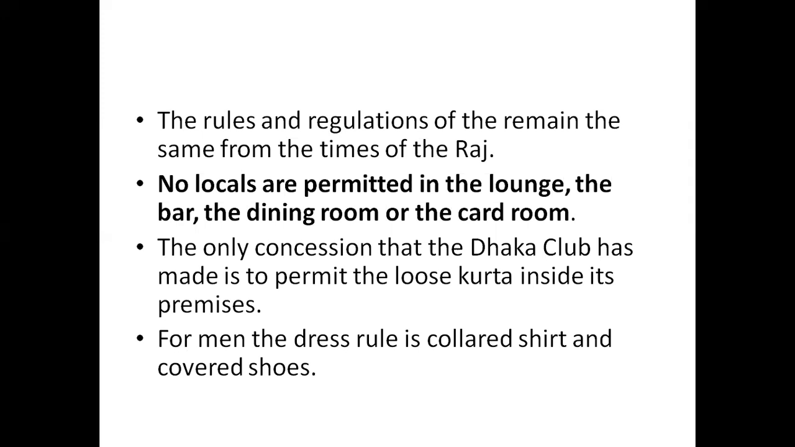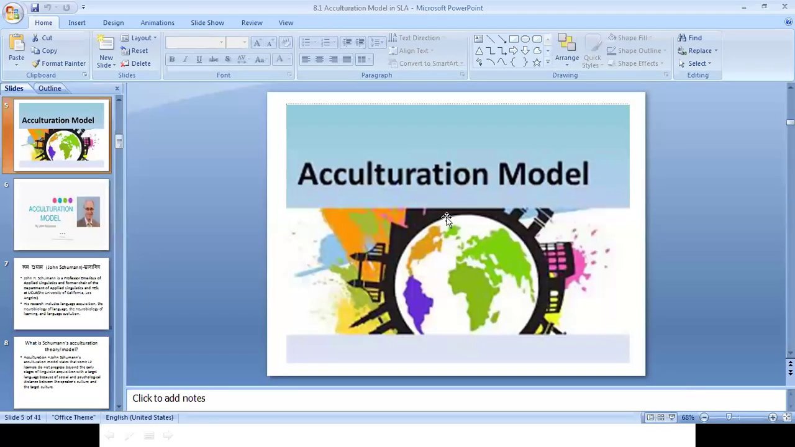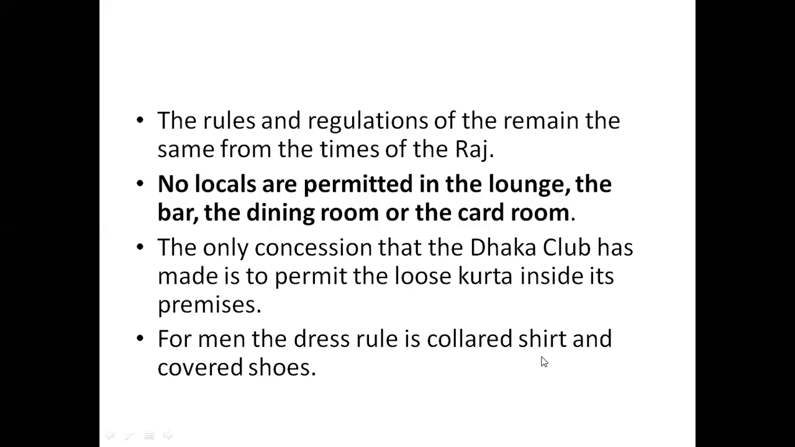And there, the British officers enjoyed their time in that Dhaka Club at that time. And what was the rule over there? No locals, কোনো সাধারণ মানুষ are permitted in the lounge, যে জায়গায় বসে তারা খাবে সেখানে যেতে পারবে না। The bar, সে বারে যেতে পারবে না। The dining room, খাবার রুমে যেতে পারবে না, and the card room. This is the culture of the Dhaka Club. So every country will have some rules and regulations based on their cultures. Okay, so this is an example.